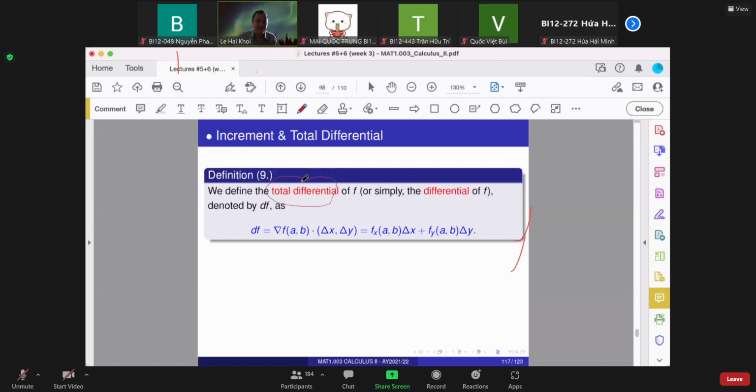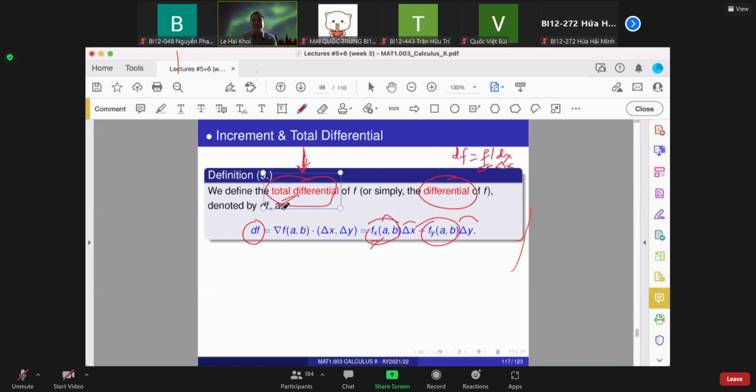Total differential, or simple differential. Why do we have a total? For one variable, we have df, which is f prime and then dx, because dx is the same as delta x. But for several variables, we cannot say only differential. Differential with respect to what? Partial derivative. Then we need the so-called total differential, because it depends on both partial derivatives. Total differential is the partial derivative, f prime with respect to x times delta x, plus f prime with respect to y and delta y. So that's why we have the so-called total differential.